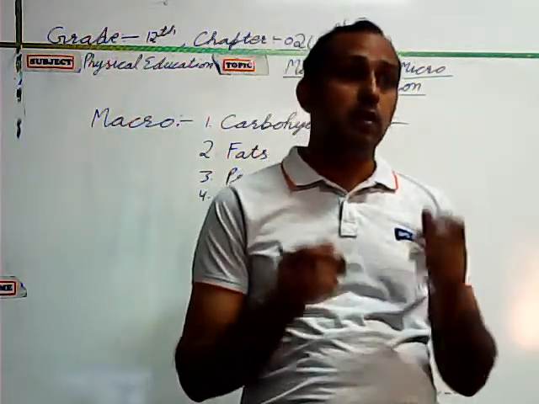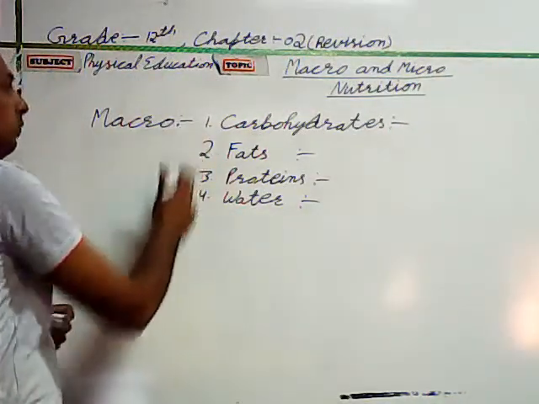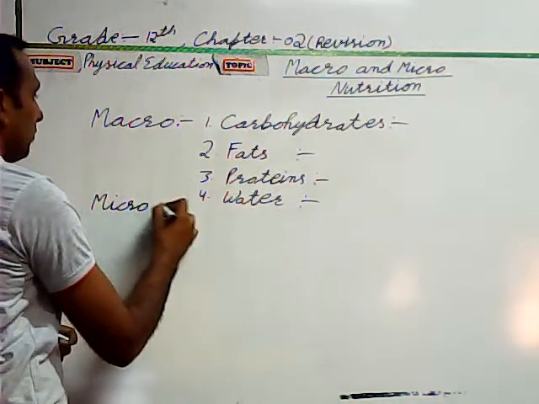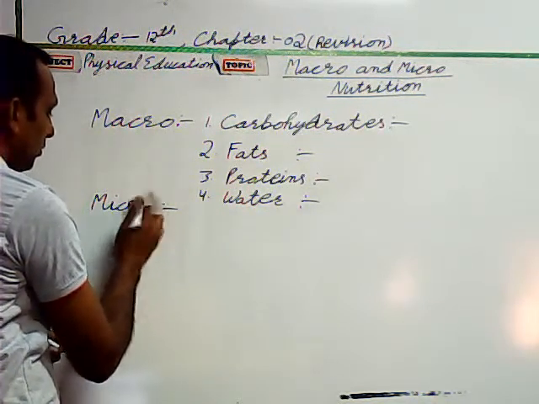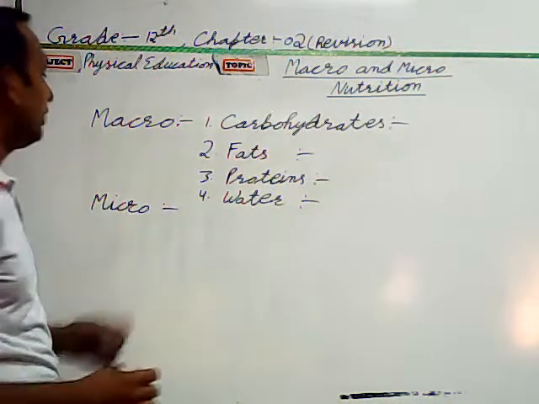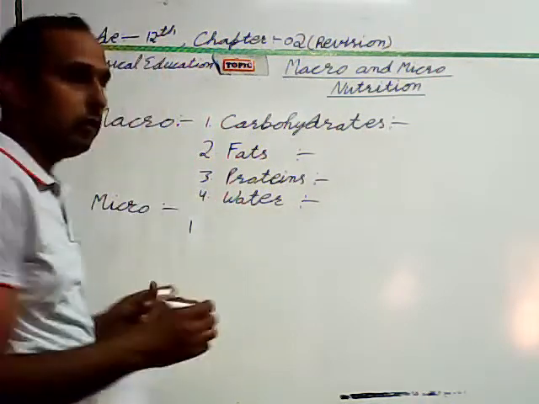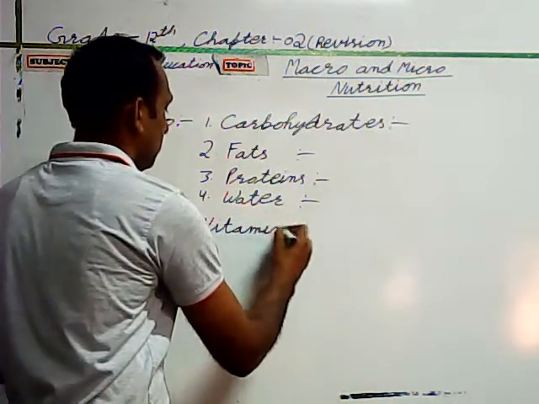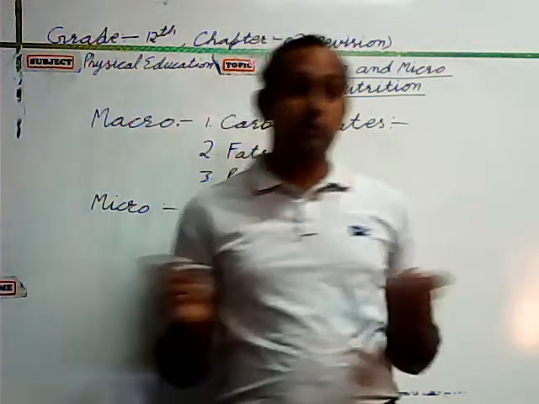Next point is micronutrients. These are the four types of macronutrients. Next is micro. Micronutrients: the first point is vitamins.